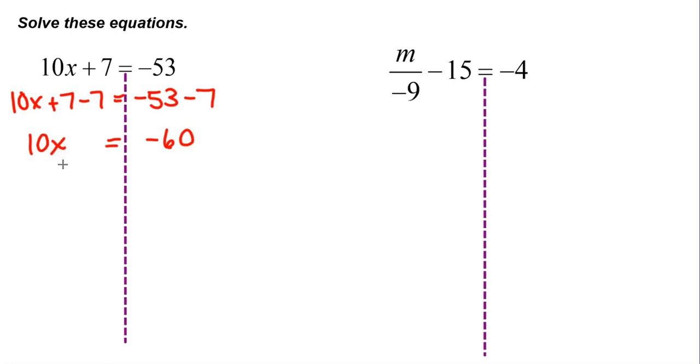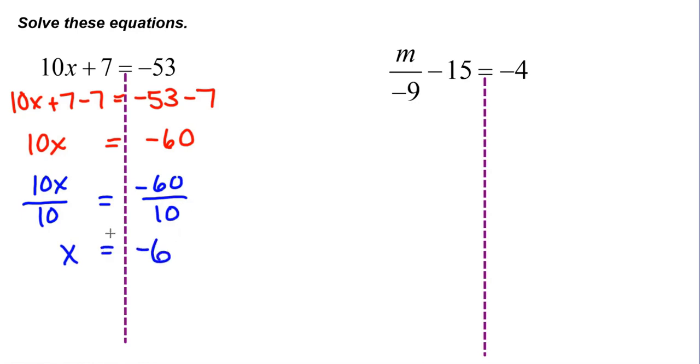Now I need to get rid of the multiplication or undo the multiplication. So I'm going to divide both sides by 10. So 10x divided by 10 equals negative 60 divided by 10, and 10x divided by 10 is just x, and negative 60 divided by 10 is negative 6. And there is my solution, x equals negative 6.